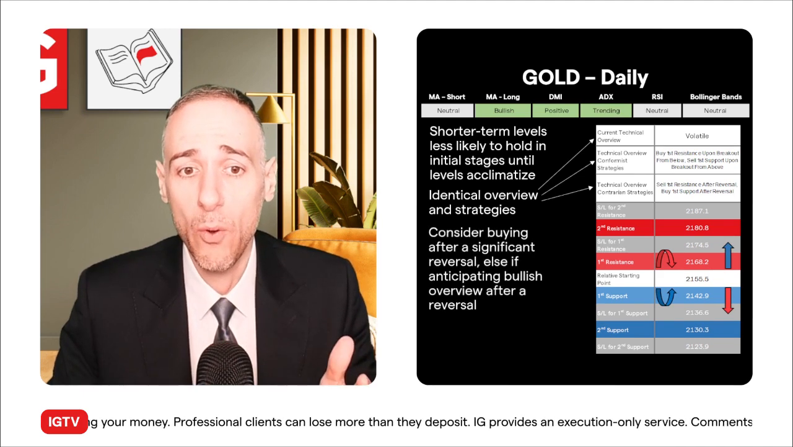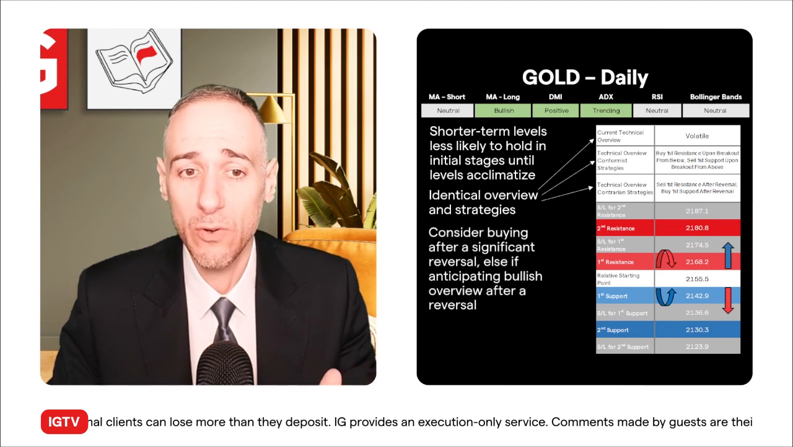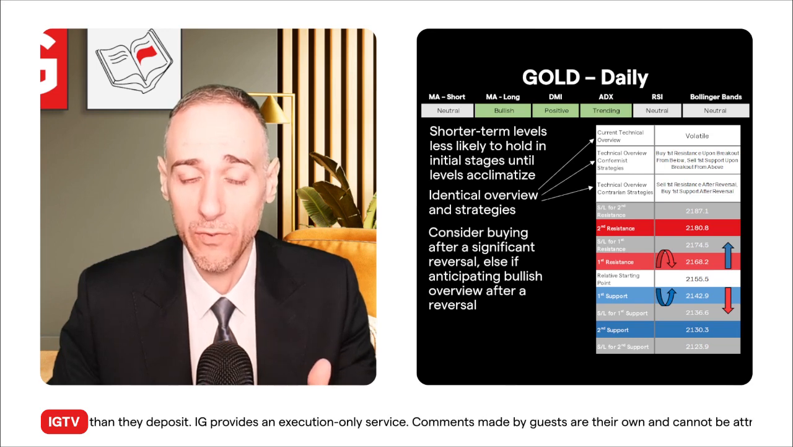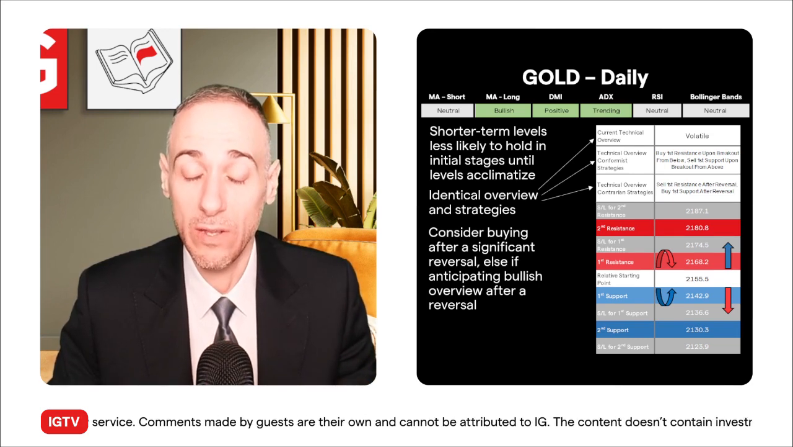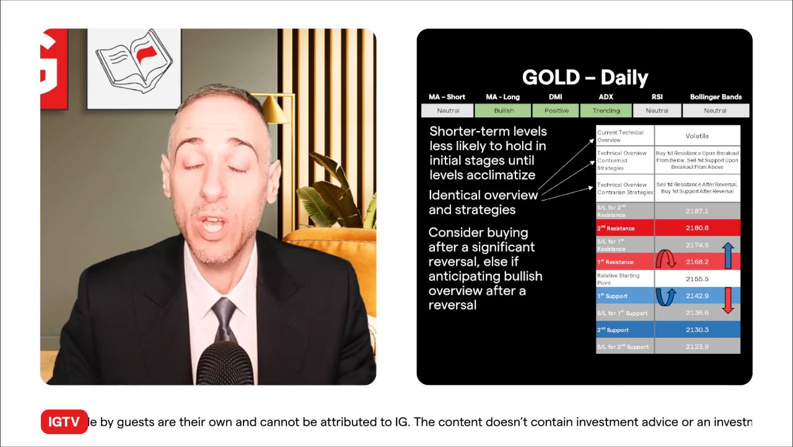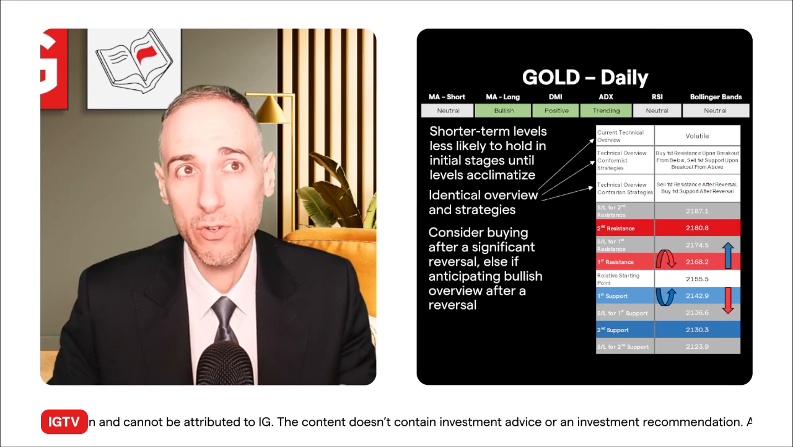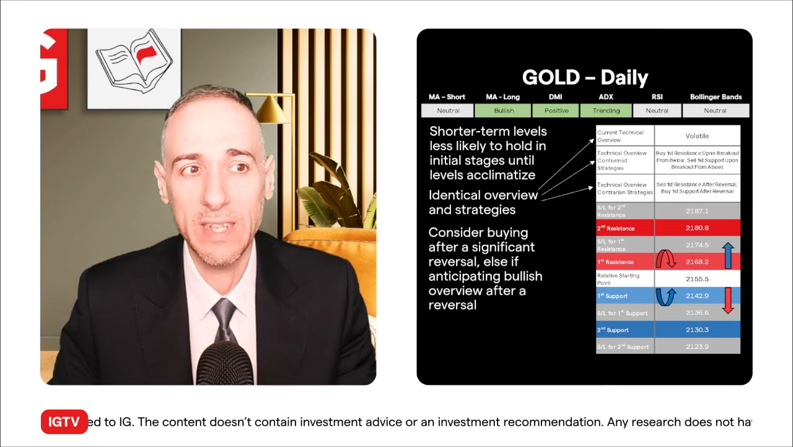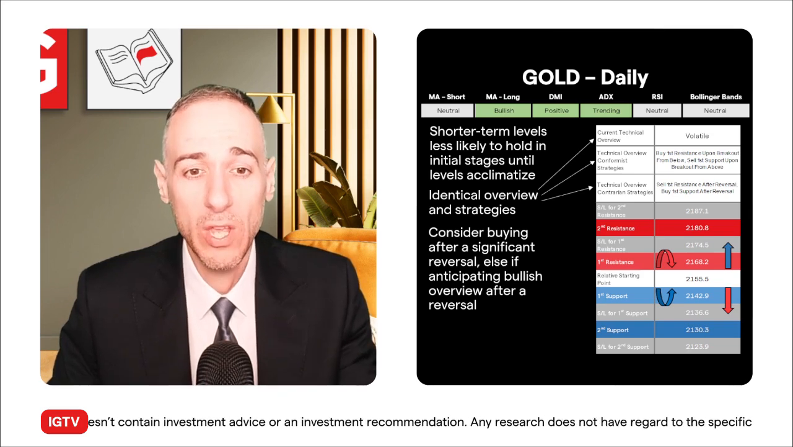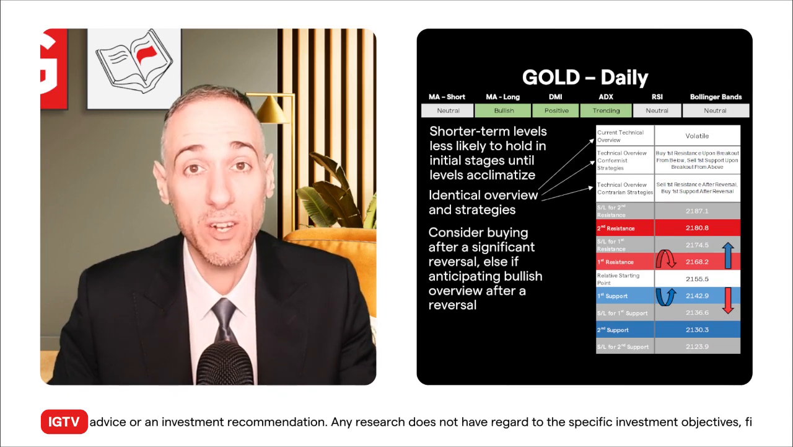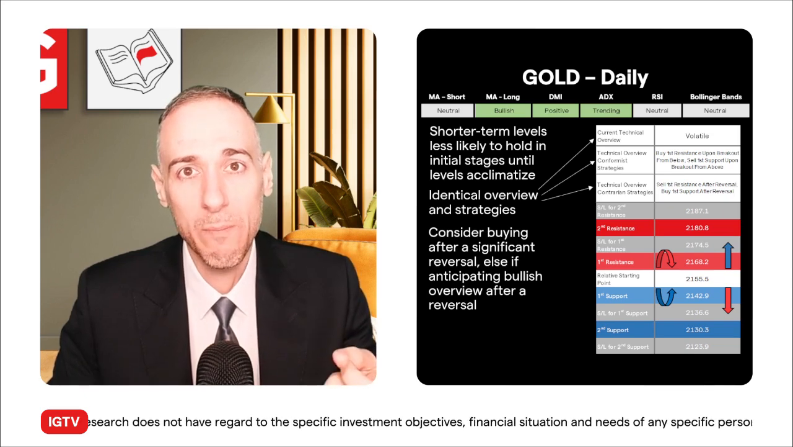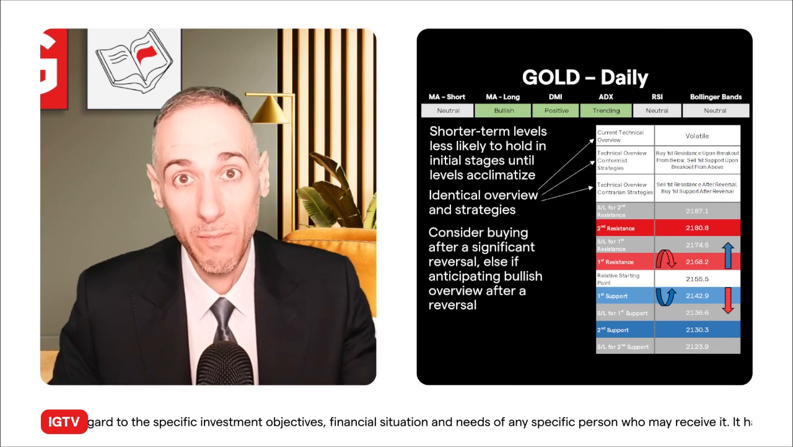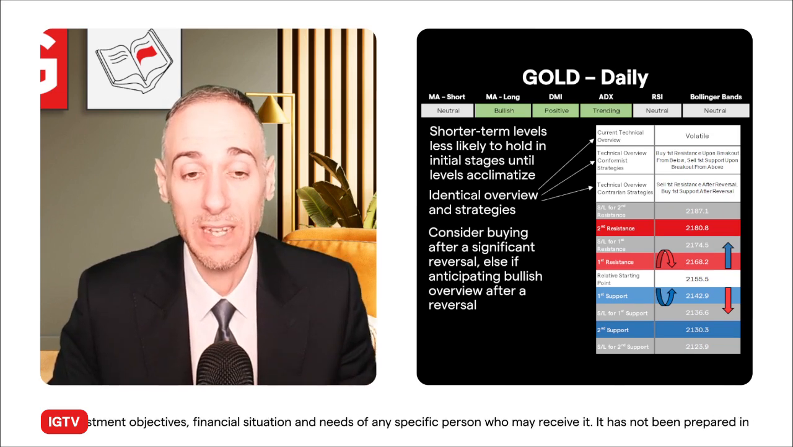Same concept, though. Ideally, in the case of the first support, you're considering buying after a significant reversal, that is if you're anticipating a bullish overview. So if you're saying to yourself, no, this is not a volatile overview, I'm going to take this as a bullish technical overview, then when going contrarian, don't just buy off a simple reversal. Maybe go for a very significant one. Otherwise, you risk getting stopped out.